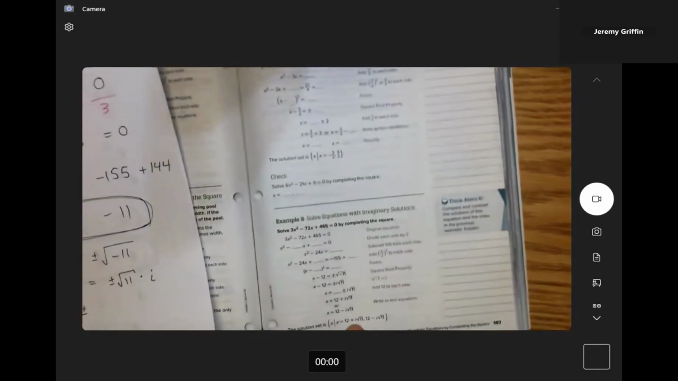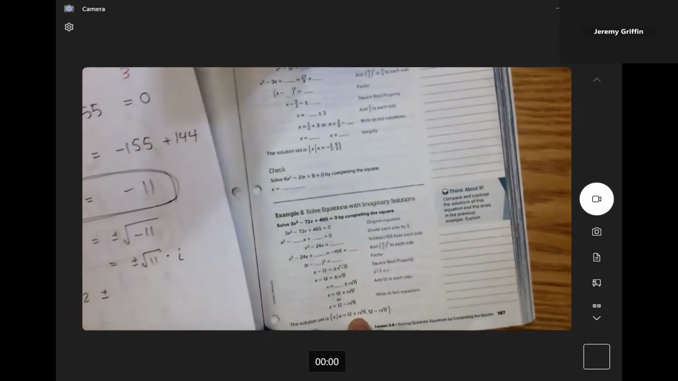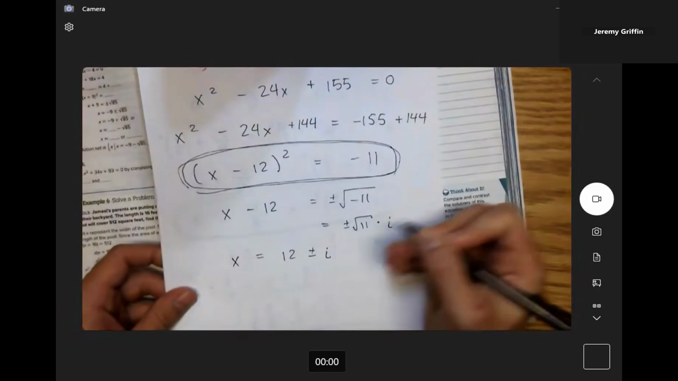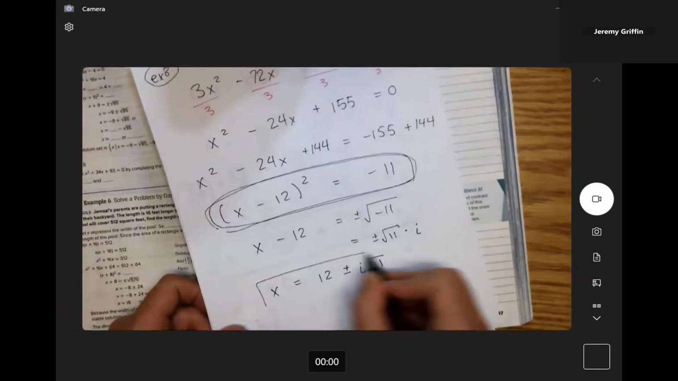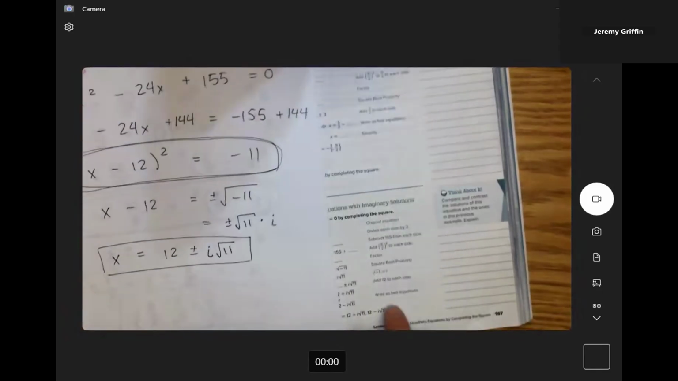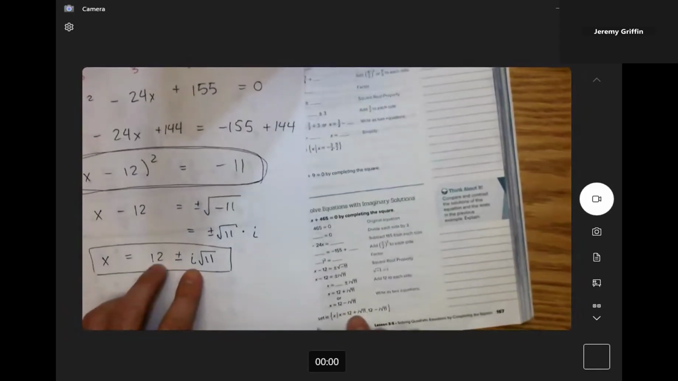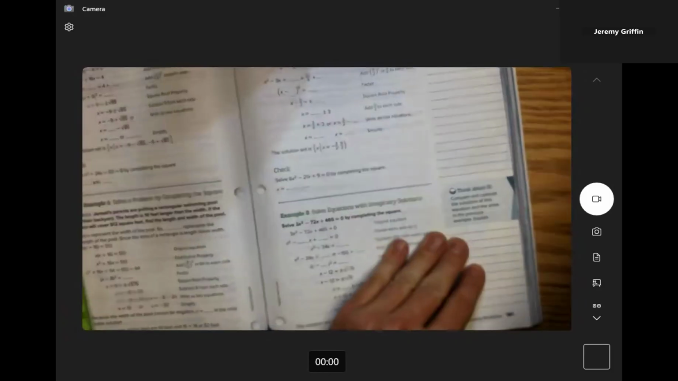Okay, looks like your book actually did put the i before the root. All right, so I'll follow your book. i root 11. So they wrote out two separate answers. They got 12 plus i root 11 and 12 minus i root 11. That's my plus or minus here. Same thing. Okay, got that.